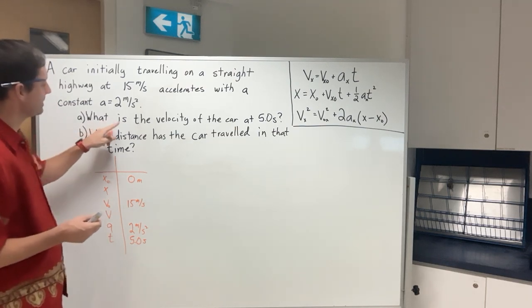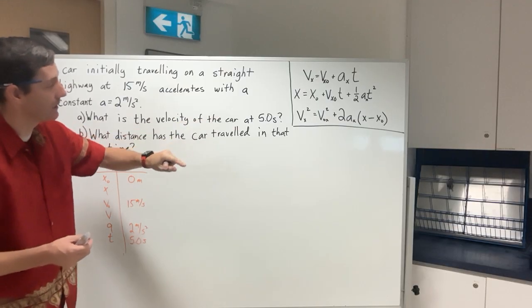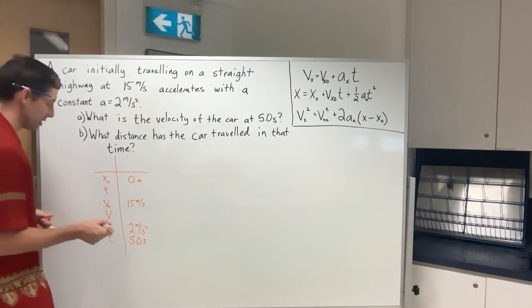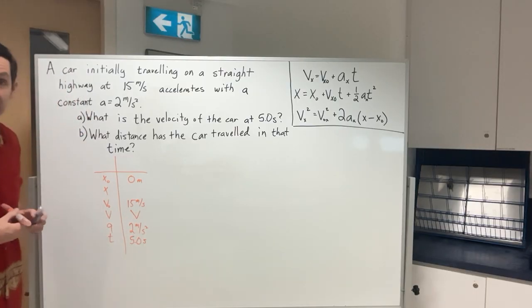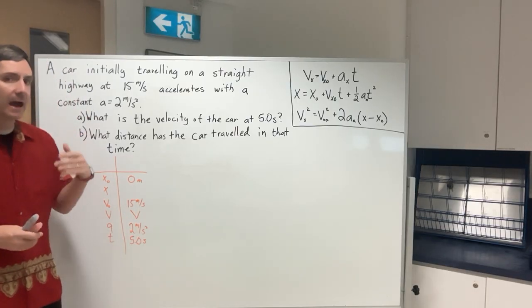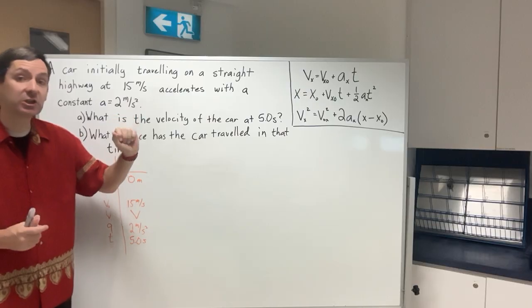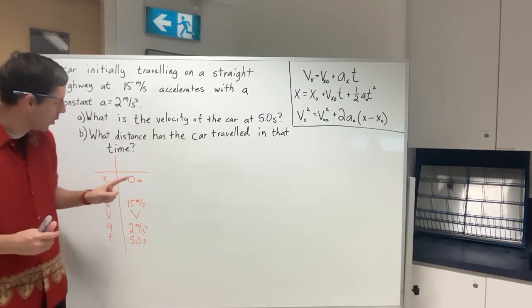Now, from there, let's go ahead and see if we can solve. So the first question is asking for what is the velocity of the car at 5 seconds. So it's actually asking for this. So I'm going to put a V there to remind me that that's what I'm looking for. Now, as I decide on which equation to use, there's two things that are important. What do I have?